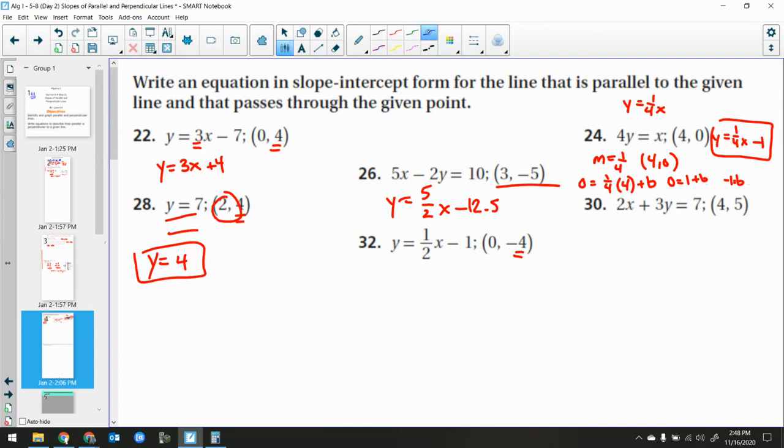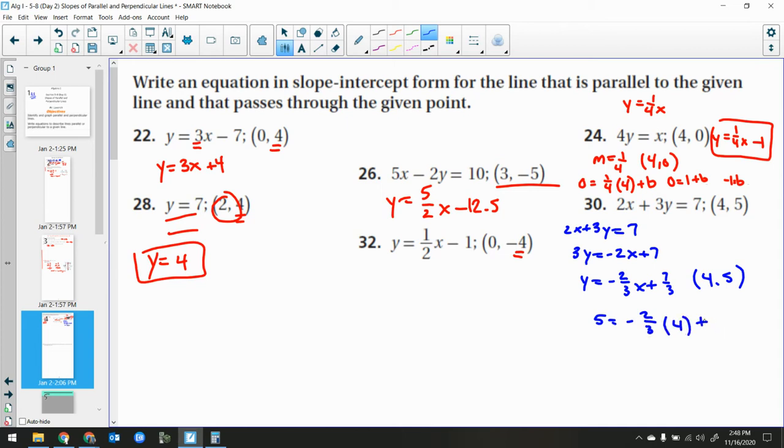Let's take a look at number 30 over here. I've got to solve this for y to figure out what the slope is. So the line is 2x plus 3y is equal to 7. I subtract over the 2x. I divide by 3. Negative 2/3 is the slope. I really don't care about this 7/3. Okay, so y equals mx plus b. Again, that goes away. I only want the slope of negative 2/3 here and bring it down.